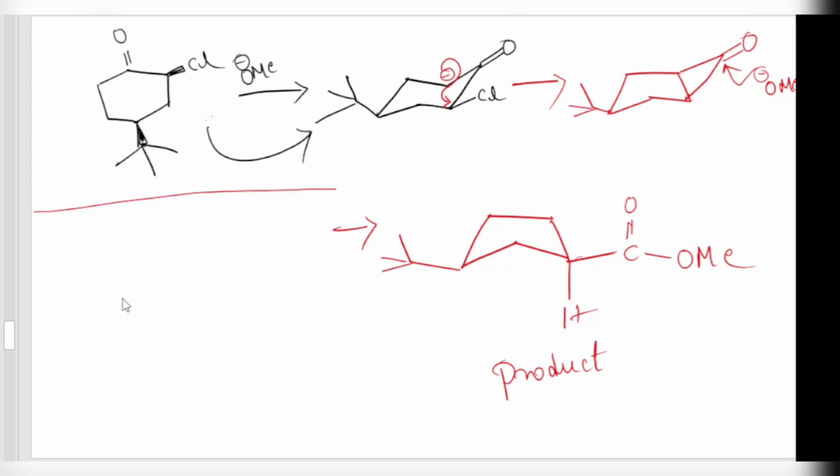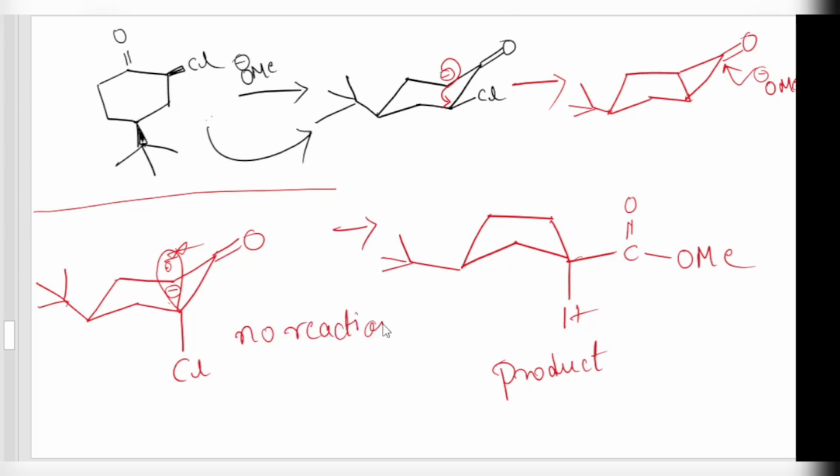Suppose here, I will write it in chair form like this. Suppose here it is there, and the negative charge over here, again the carbonyl group and here the tertiary butyl group. If it is there, this negative charge and this anti-bonding orbital, sigma star, are not anti-periplanar to each other. That's why no reaction, because we can't observe any product. That's why we have to write no reaction in this case.